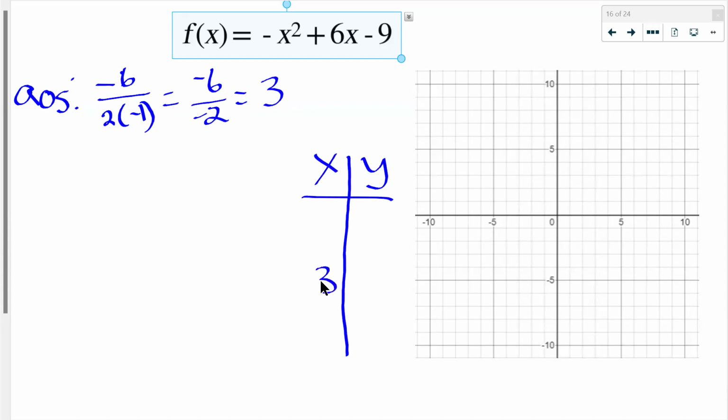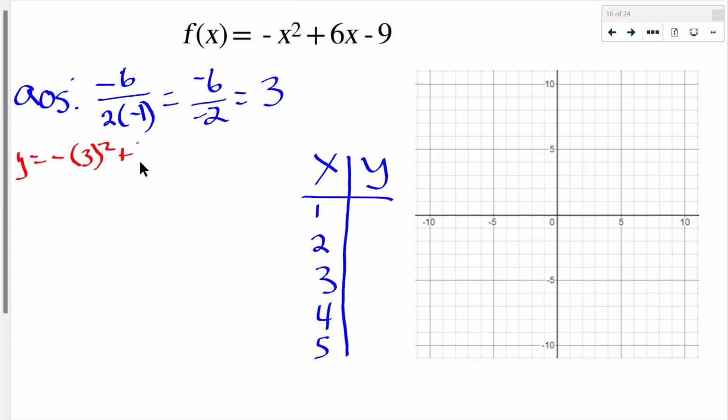We draw 3, 2 less, 2, 1, 2 more, 4, 5. Now we need to find the Y value at our vertex. Y equals -3 squared plus 6 times 3 minus 9. So 3 squared is 9, but it's the negative. So it's -9 plus 18 minus 9. -9 plus 18 is 9. 9 minus 9 is 0. So this is 0.